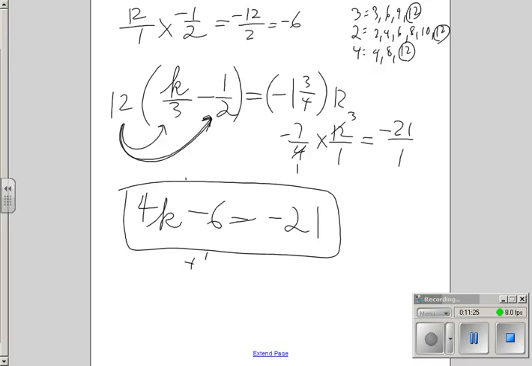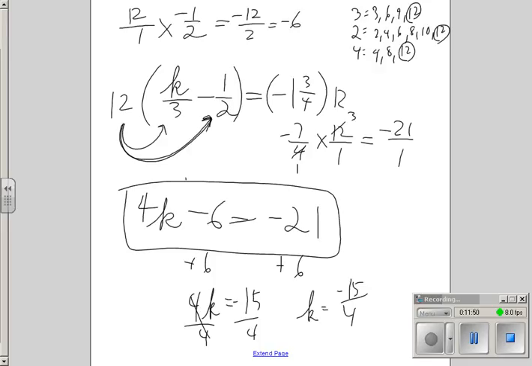So if we add 6 to both sides, I have 4k equals, well, 21 negatives and 6 positives. What do I have more of? Negatives. How many more? I have 15 more negatives. Is that right? Should be. And then I divide both sides by 4. And I still have the same answer I had before, negative 15 over 4. This was an easier way to get there, okay?